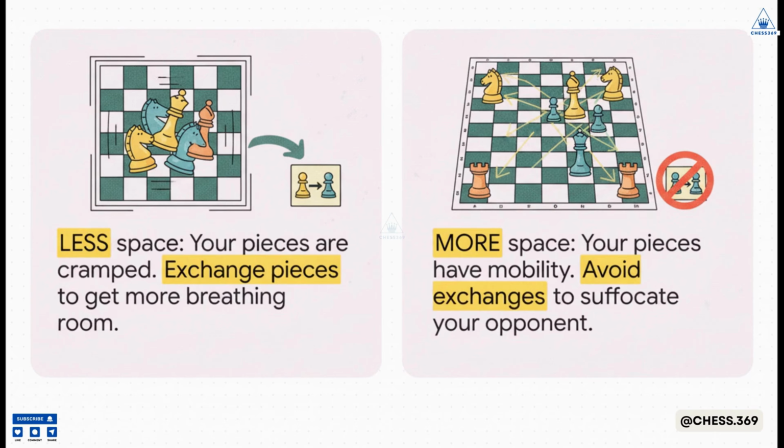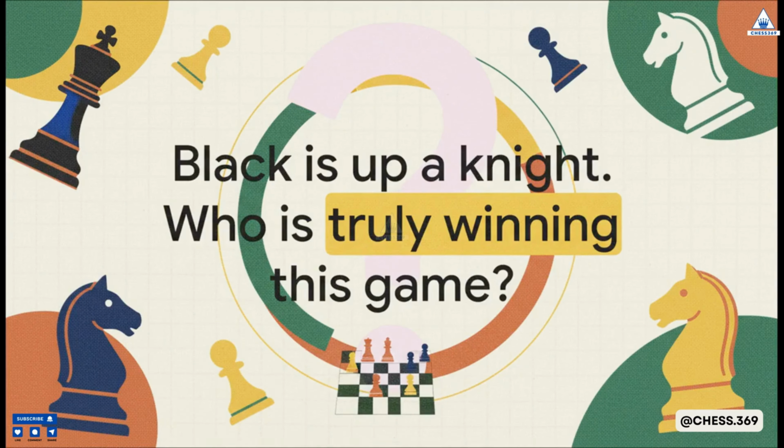But if you're the one with all the space, you should avoid trades at all costs and use that advantage to slowly suffocate your opponent. All right, it's test time. You've got the Grandmaster's compass in your hands now. So let's go all the way back to that puzzle from the very beginning.